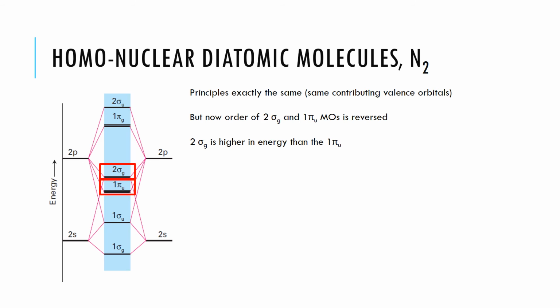So what about nitrogen? So another homonuclear diatomic molecule. Well, the principles are exactly the same. We have exactly the same contributing valence orbitals, but if you look very carefully at these diagrams, you'll see that the order of the 2 sigma g and the 1 pi u molecular orbitals is reversed. And the 2 sigma g is higher in energy now than the 1 pi u, and this doesn't happen for oxygen.